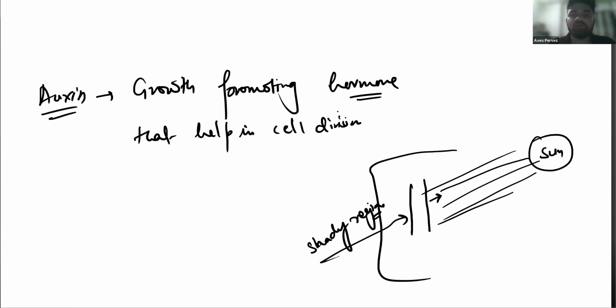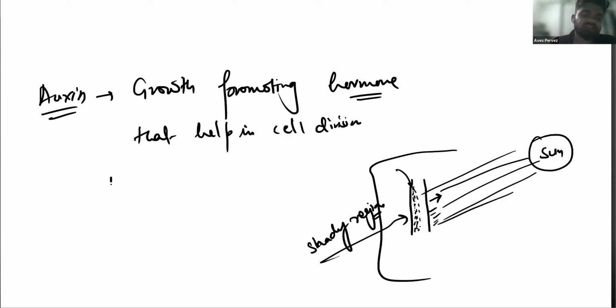So the auxin secretion is more in which region? In this region, that is the shady region. In the shady region, more auxin will be secreted than in the region that is in direct contact with the sunlight, where sunlight is falling over it. So if more auxin is secreted, more cell division will take place in this region. Jaslyn, you understood? More cell division will take place in this region.